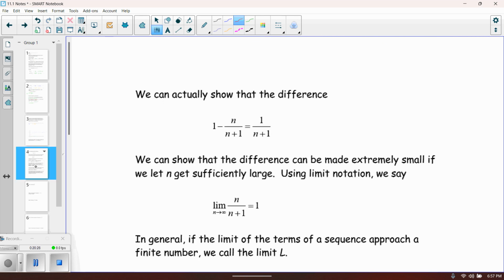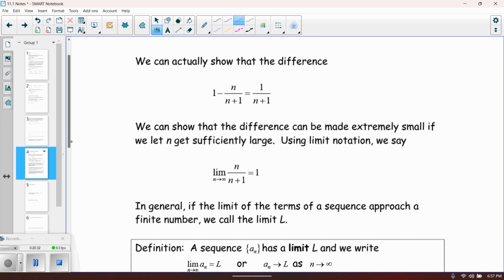So we can actually show that that was actually the case if we take 1 minus, because 1 was our predicted limit there, 1 minus n over n plus 1, what we get is an actual remainder of 1 over n plus 1. Okay, that's just basic algebra, but I'll show it. So if we make 1 a common denominator of n plus 1, that would be n plus 1 over n plus 1. Okay, that's our 1 minus n over n plus 1.